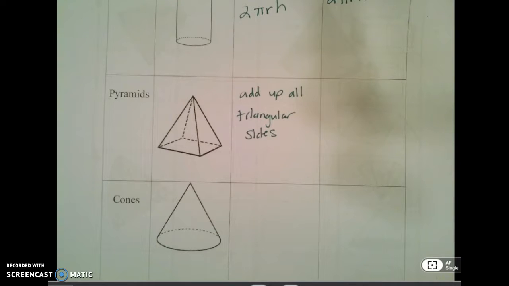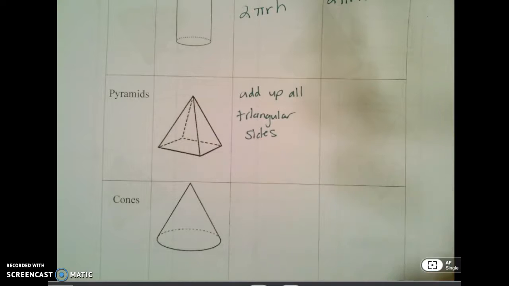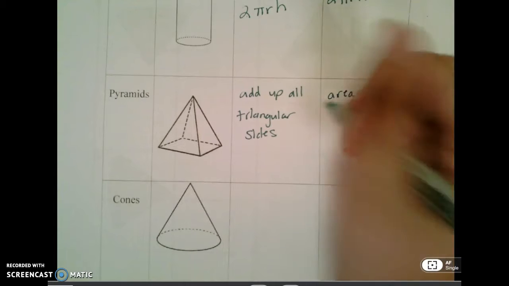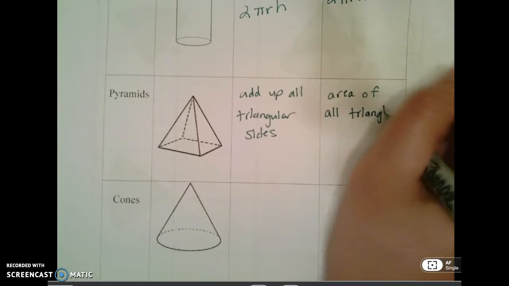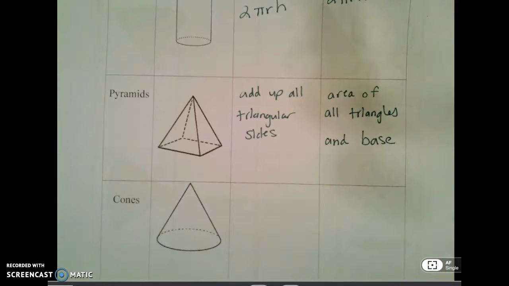And then to get your surface area, like I said, surface area just covers the entire thing as if you were going to cover it in paint. And so that would just be the area of each side. So I would add up all the triangles and the base. So this is why knowing how to find the area of figures comes in handy. You need to know how to find the area of a triangle, the area of a rectangle, the area of all these shapes in order to do surface area.